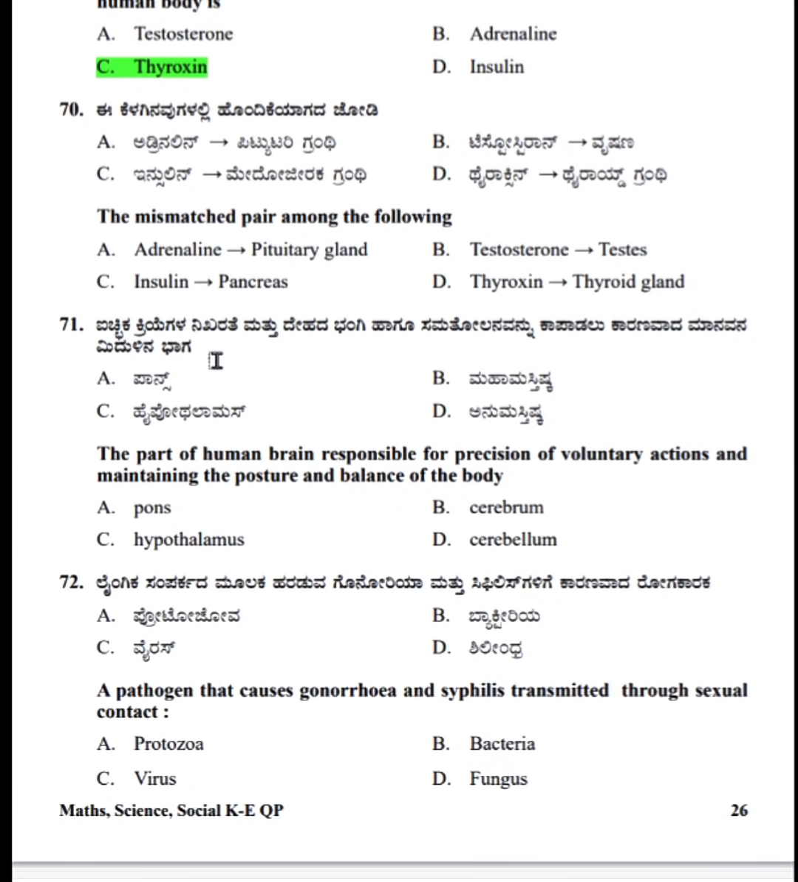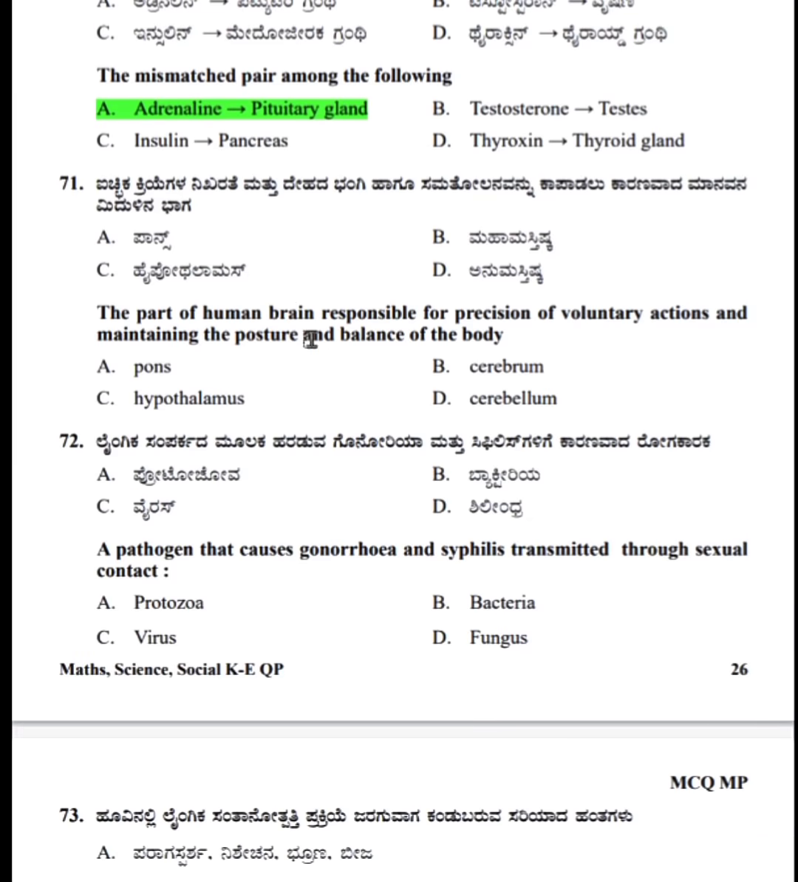Question number 70. The mismatched pair among the following is, option B, testosterone is released from testes, insulin is released from pancreas. Option D, thyroxine is released from thyroid gland, but adrenaline is not released from pituitary gland. Therefore, the mismatched pair is option A, adrenaline, pituitary gland.